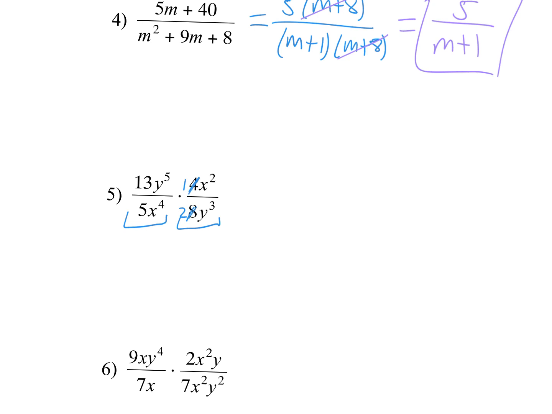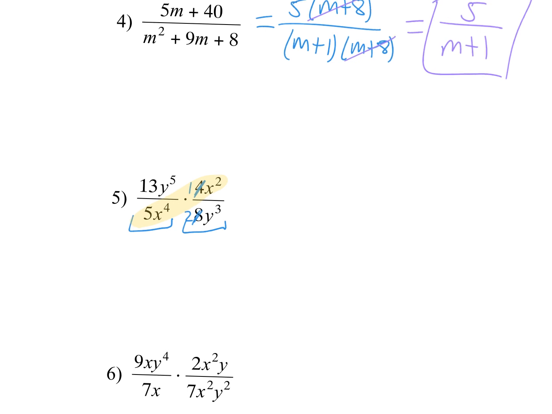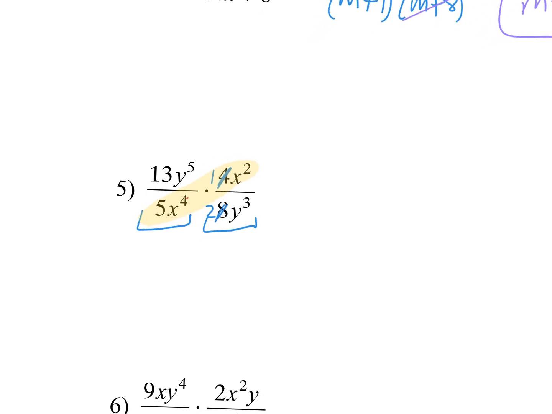And then now we can cross cancel. So something here cancels between 5x to the 4th and 1x to the 2nd. What cancels here are 2 x's on the top and on the bottom. So we can take out 2 x's on the top, 2 x's on the bottom. So we're left with just 2 x's on the bottom.